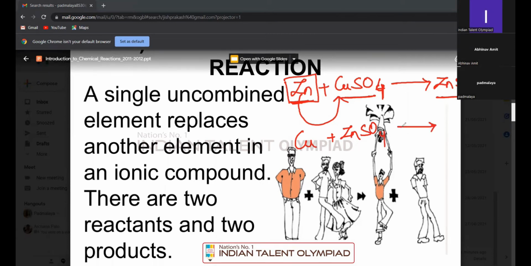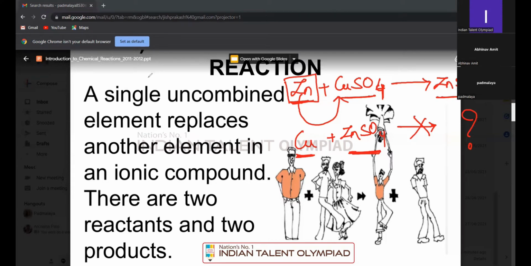I took copper and made it react with zinc sulfate. Now I am asking what will be the product here. Ma'am, there will not be any chemical reaction, so there will not be any product. Yes, no chemical reaction will take place. Now, why is there no chemical reaction? Ma'am, copper is placed below in the reactive series, while zinc is placed above.